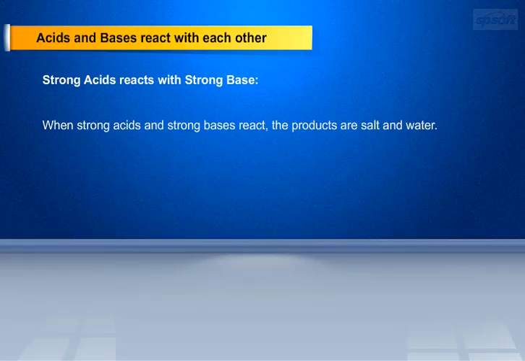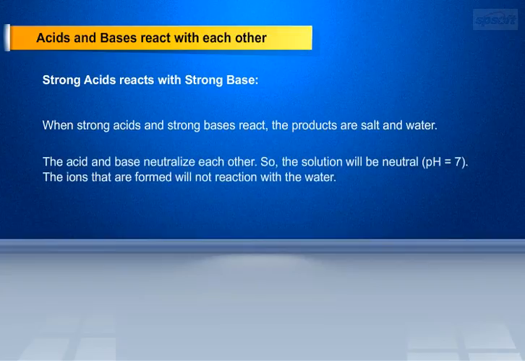When strong acids and strong bases react, the products produced are salt and water. The acid and base neutralize each other, so the solution will be neutral, pH equals 7. The ions that are formed will not react with water. Let's see the chemical equation. NaOH, that is, base, plus HCl, that is, acid, on reaction, produces NaCl, that is, salt, plus H2O, that is, water.